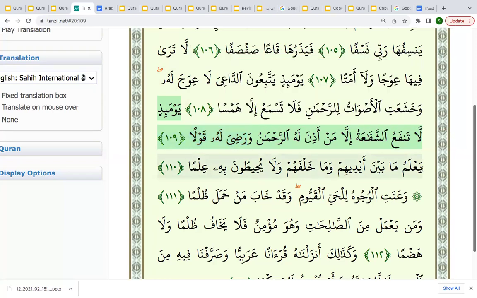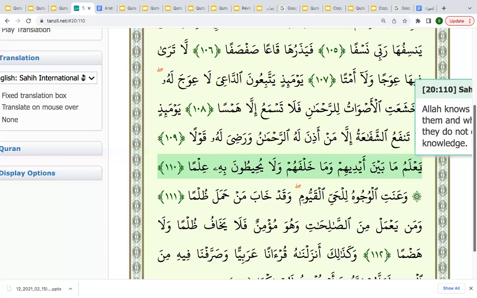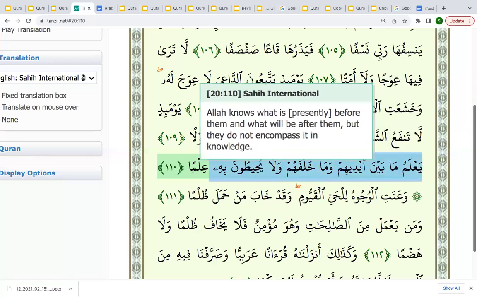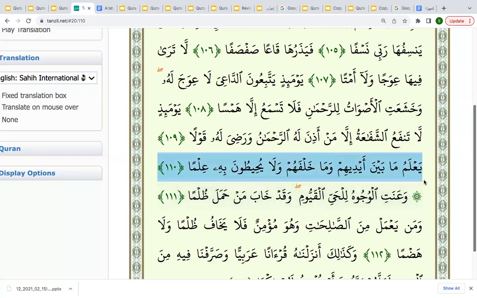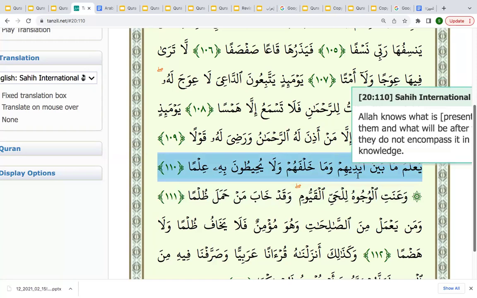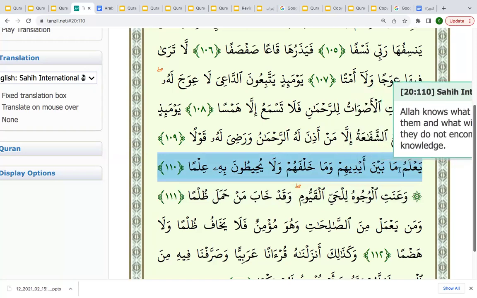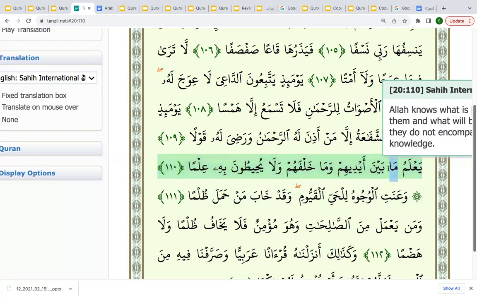Okay? Now let's look at and master your next verse, which is verse number 110. Ya'lamu ma bayna aydihim. He knows what is before them, wa ma khalfahum, and what is after them. Ya'lamu, fail mudare, and the fa'il is huwa. Ma is going to be, is it a harf or an ism here?